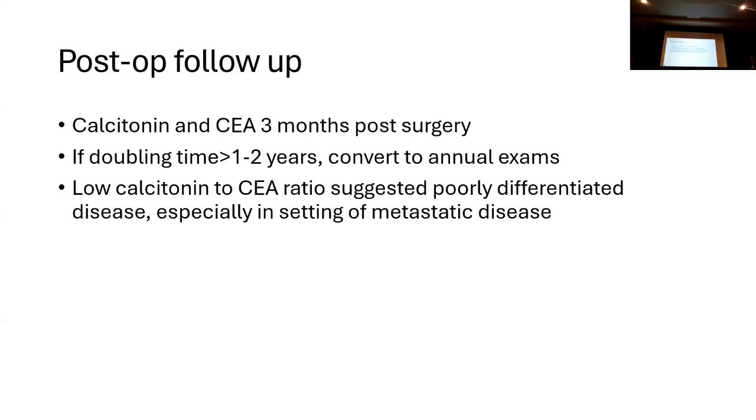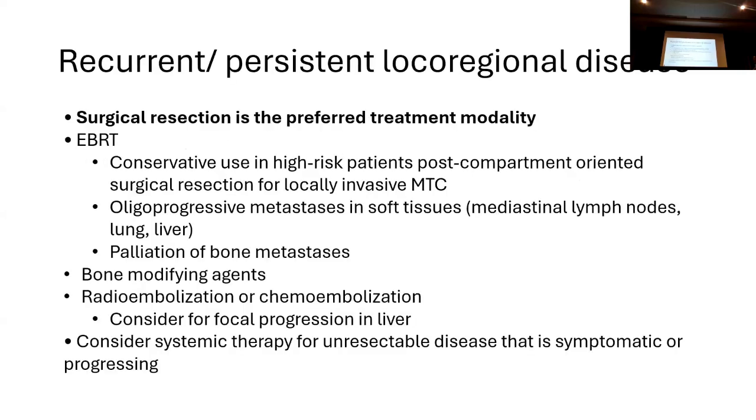But then I also mentioned the CEA, which is another tumor marker that we assess concurrently with calcitonin. And then there are cases where calcitonin levels are low, but CEA levels are high. So this low ratio between calcitonin and CEA may be viewed as a marker of poorly differentiated disease. So that would be a sign for us to follow patients more closely.